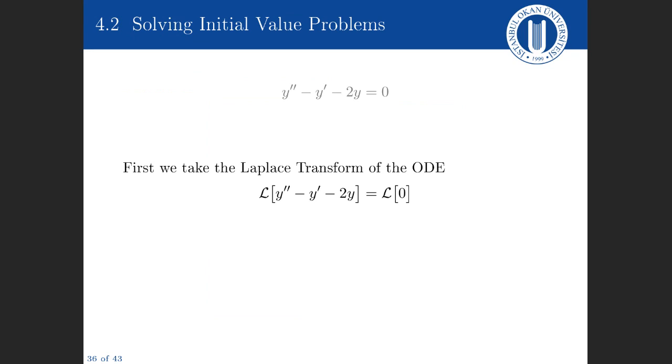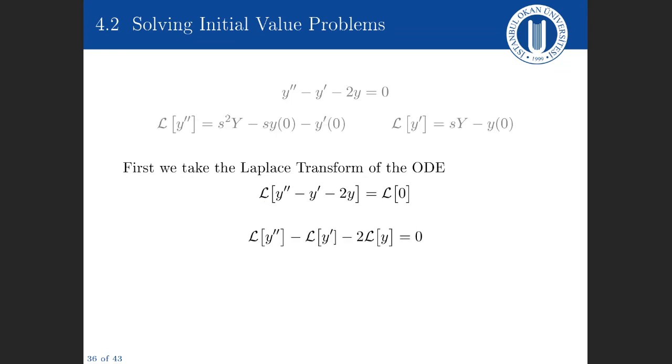So, we're starting with our differential equation, y double prime minus y prime minus 2y is equal to 0, and we're going to take the Laplace transform of this differential equation. We're going to put L on the left and L on the right. The Laplace transform of 0 is just 0. Think about this. The Laplace transform is an integral of e to the power minus st times the function. If the function is 0, then we're just integrating 0. Or to think about this another way, the Laplace transform is a linear operator. Now, a linear operator always maps 0 to 0.